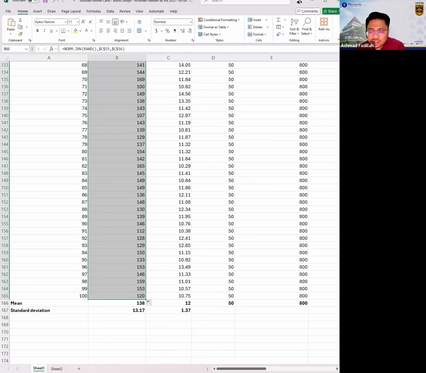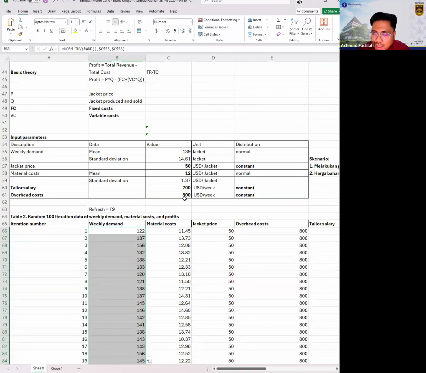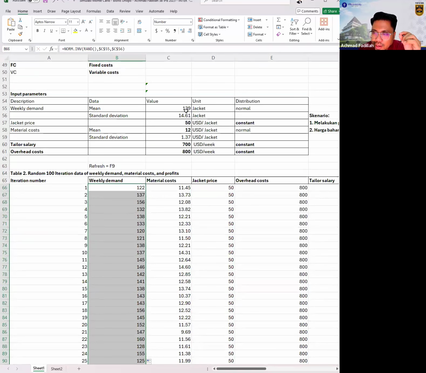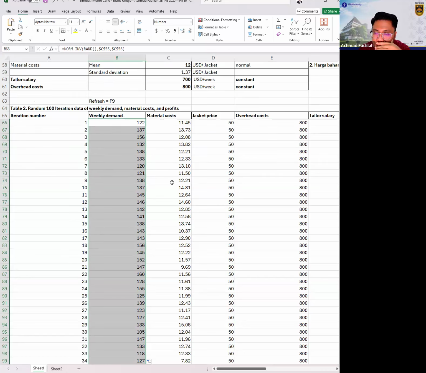In this case, you can see that the mean is 138, with a standard deviation of 13.17. Compared with the actual historical data, there's a difference of only one jacket, but also a different standard deviation.